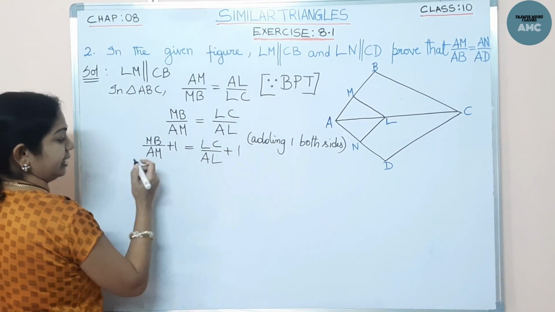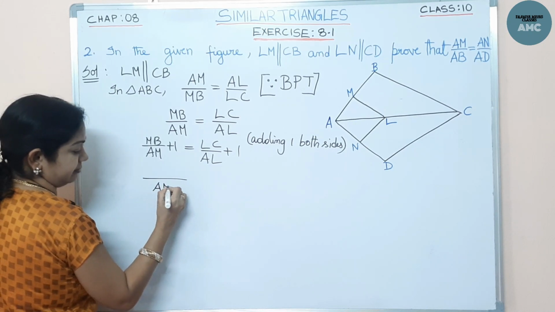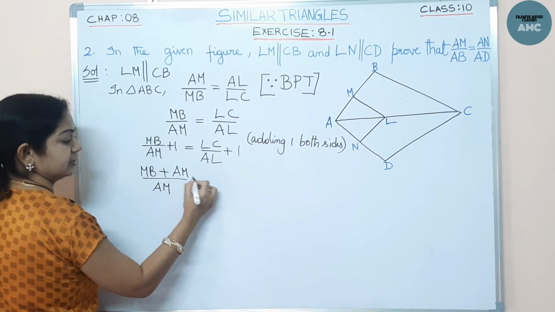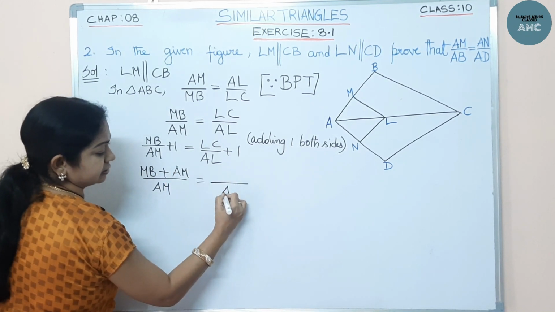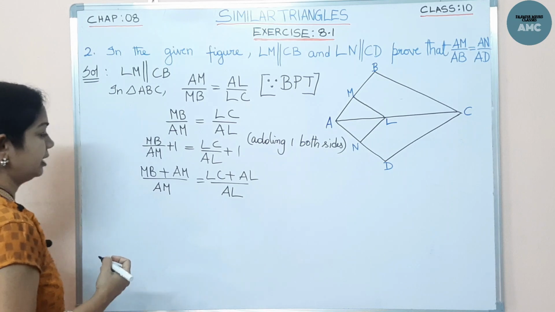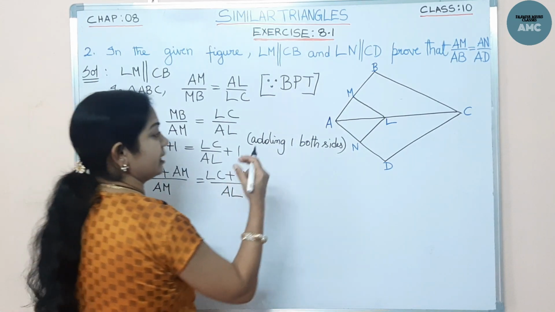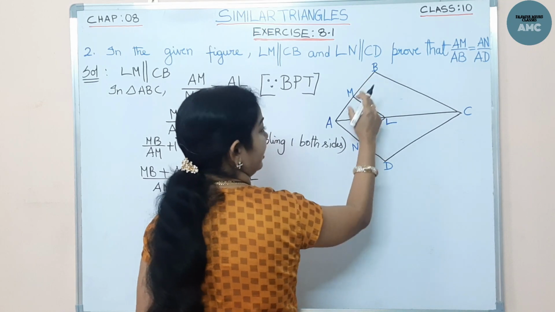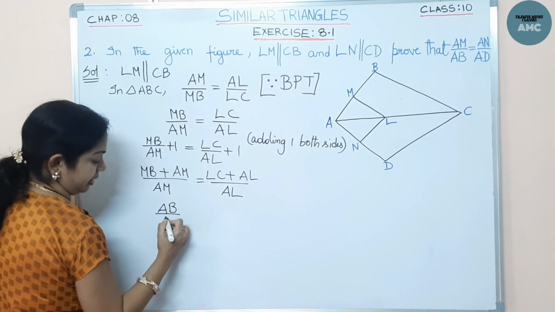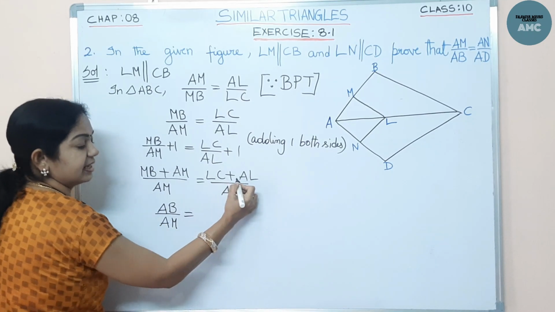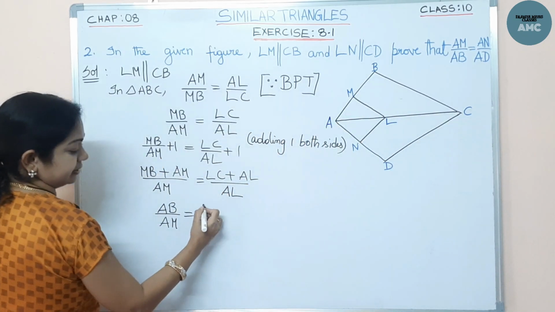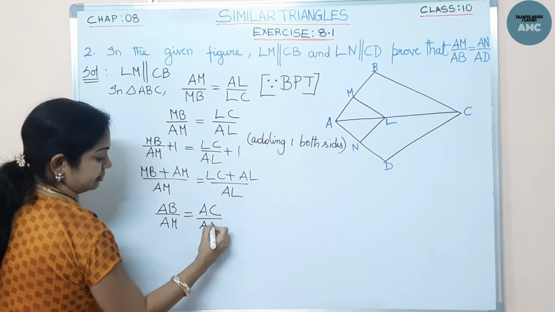Now we'll take the LCM here. The LCM is AM, so MB plus AM, and on the right side also the LCM, AL. Now what is MB plus AM? We'll see the diagram. MB and AM come to AB only, isn't it? AB by AM is equal to LC plus AL, that means the complete AC line. AC by AL.